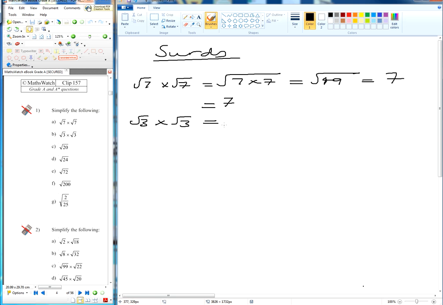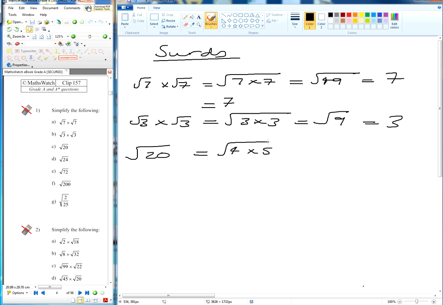Okay, root 3 times by root 3, it is the same as root 3 times by 3, which is the same as root 9. 9 is a square number, which gives you 3. Now, next, root 20. So, root 20 contains what numbers, Hani? 2 and 5. Okay, does it? I thought it contained 4 and 5. Yeah, but you missed some out, then you got to do 2 times by 2 times by 5. Yeah, you can have 2 and 5, but you got to put another 2.